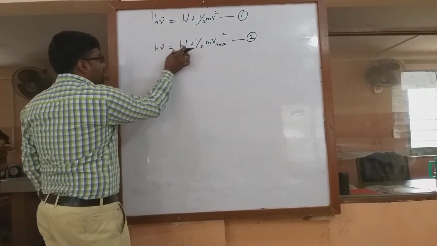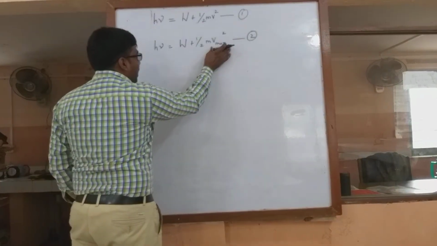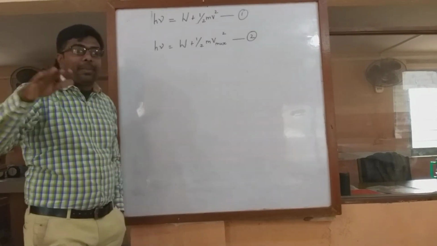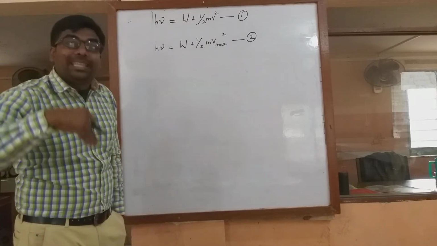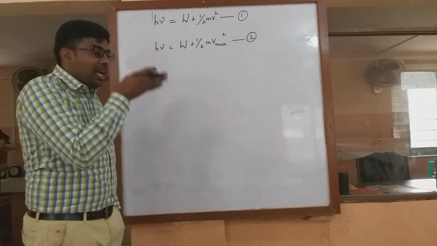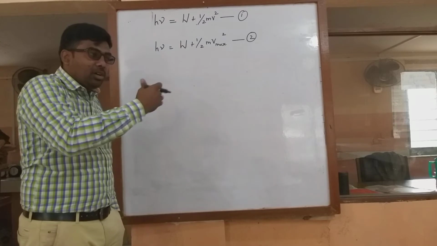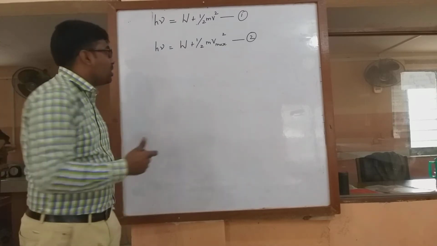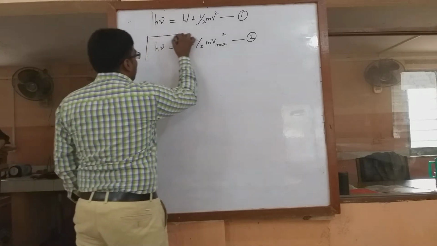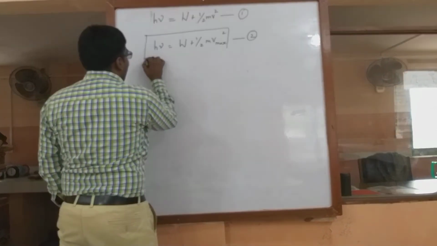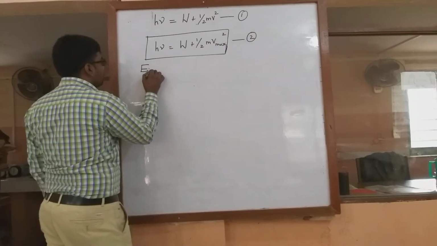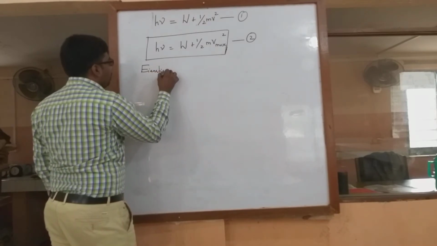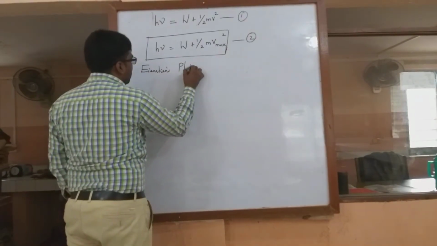So the energy is equal to the work function plus half of mv square, and here the velocity of the electron which is moving is at its maximum if it doesn't have any loss of energy in interaction with molecules. And this equation is generally referred to as Einstein's photoelectric equation.